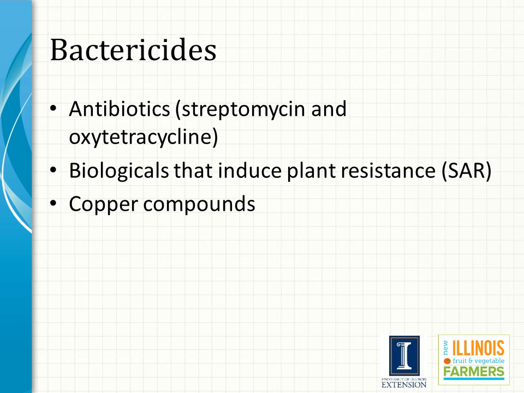Bactericides include antibiotics, biological compounds that induce plant resistance, and copper compounds. The antibiotics, streptomycin and oxytetracycline, are used for fire blight control in apples. The living organisms or compounds produced by them that induce plant resistance induce what is called systemic acquired resistance. And there are copper compounds, similar to the ones we mentioned for fungicides, that are used for bacterial disease control.